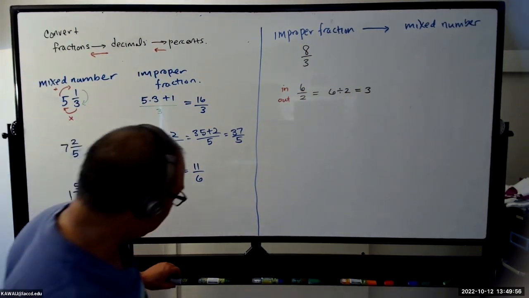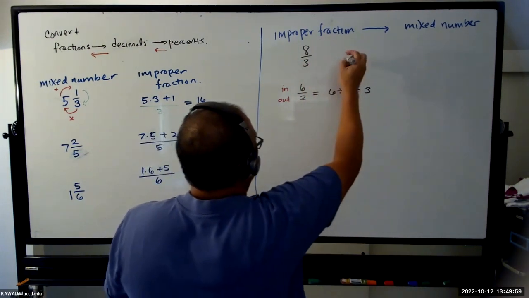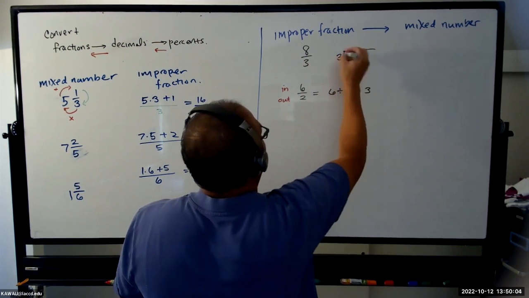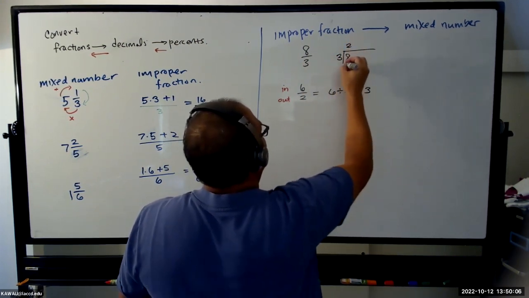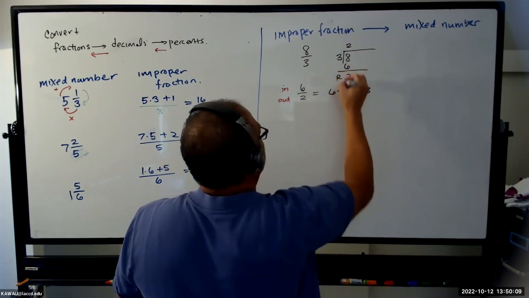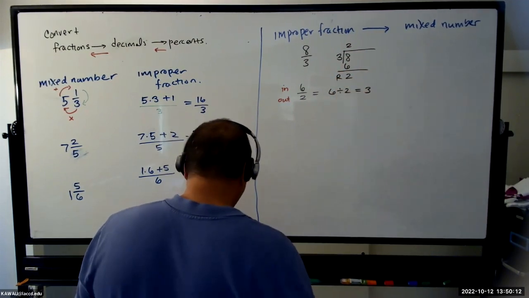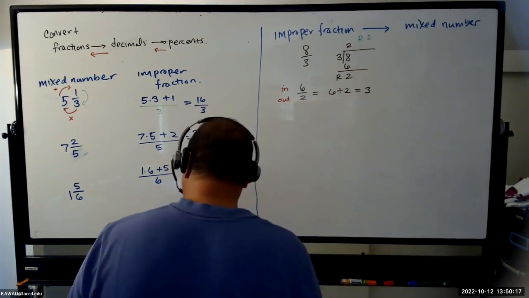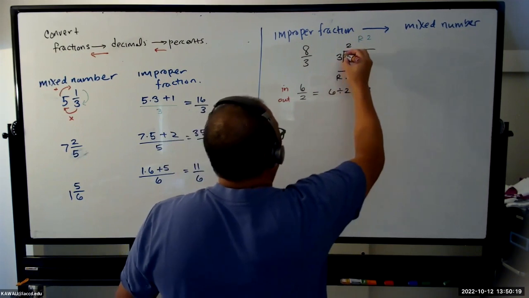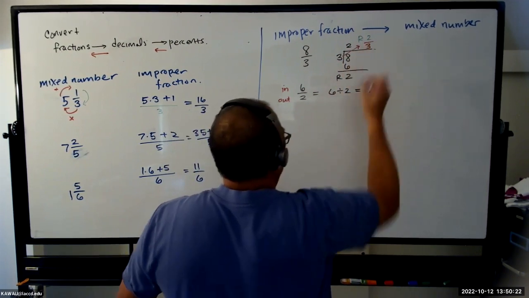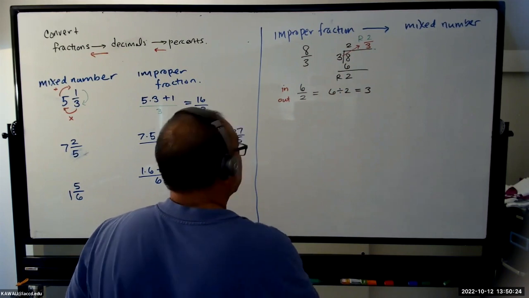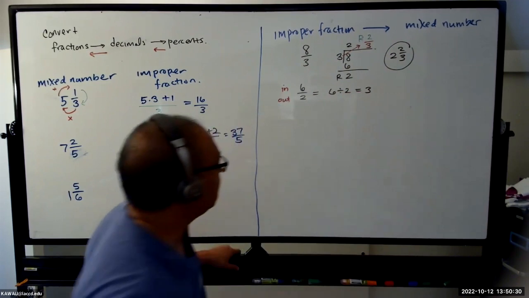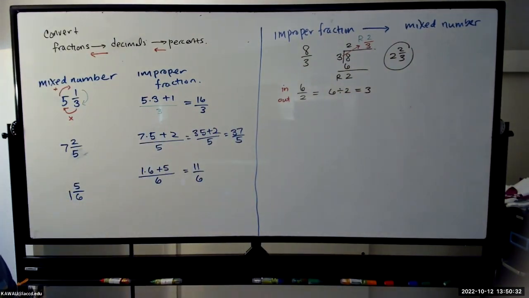So think about in and out. The top number, the numerator, is going to be on the inside. The bottom number is going to be on the outside. And we go, 3 goes into 8 2 times. That's my remainder. So my remainder is 2. And I want to use the same denominator. So I get 2 and 2/3. Now some people are able to do it in their head and some people aren't. That's okay.